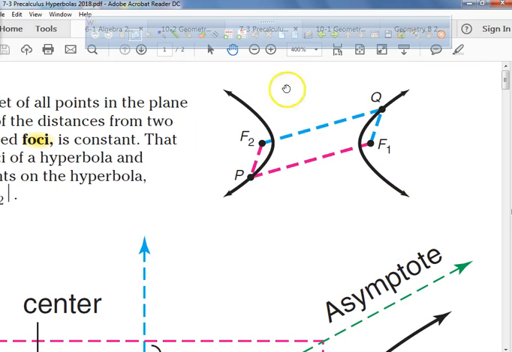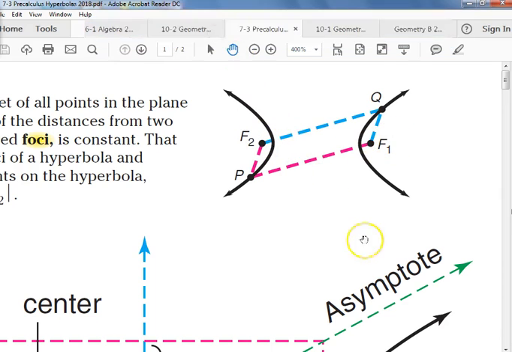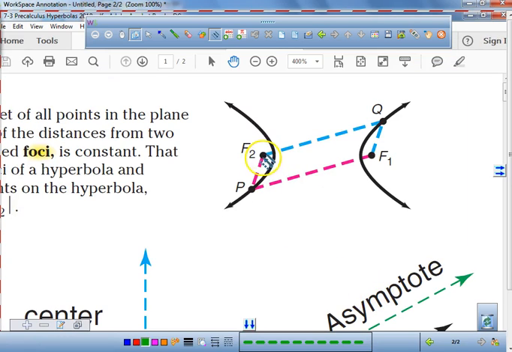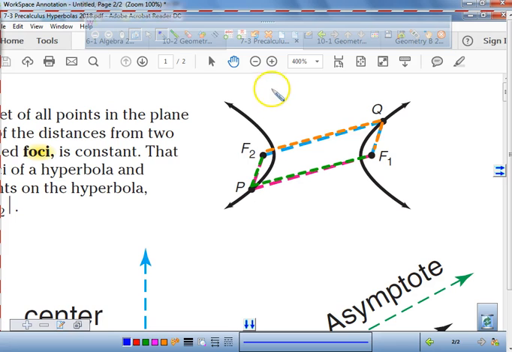Now, this right here is the definition of a hyperbola, all right? We have two foci right here. And what do you guys notice? What do you think it's telling us through this dotted line from here to here, and this dotted line from here to right there? What do you guys think the distance is from F2 to Q and from F1 to P? What do you think about those distances? They're equal to each other.